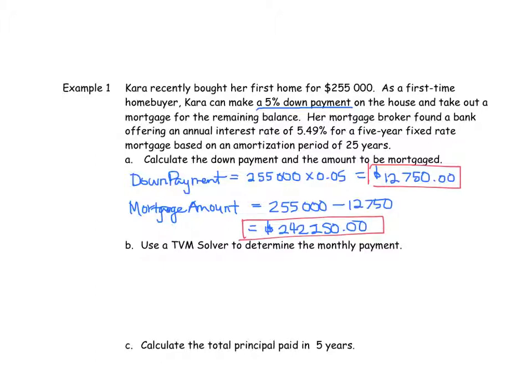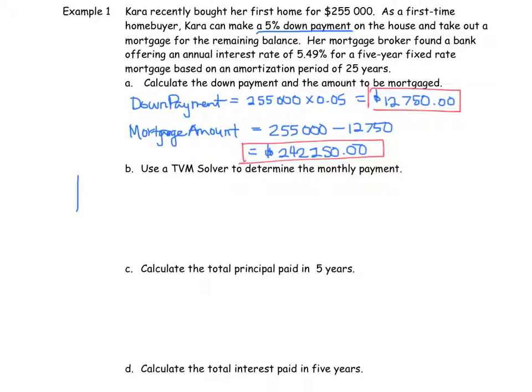Now it says use a TVM solver to determine the monthly payment. So you'll need to have the graphing calculator handy. So within the TVM solver then, as before, N is your number of payments. So if she's going to pay this off over 25 years and making monthly payments, that would be 300 payments altogether.